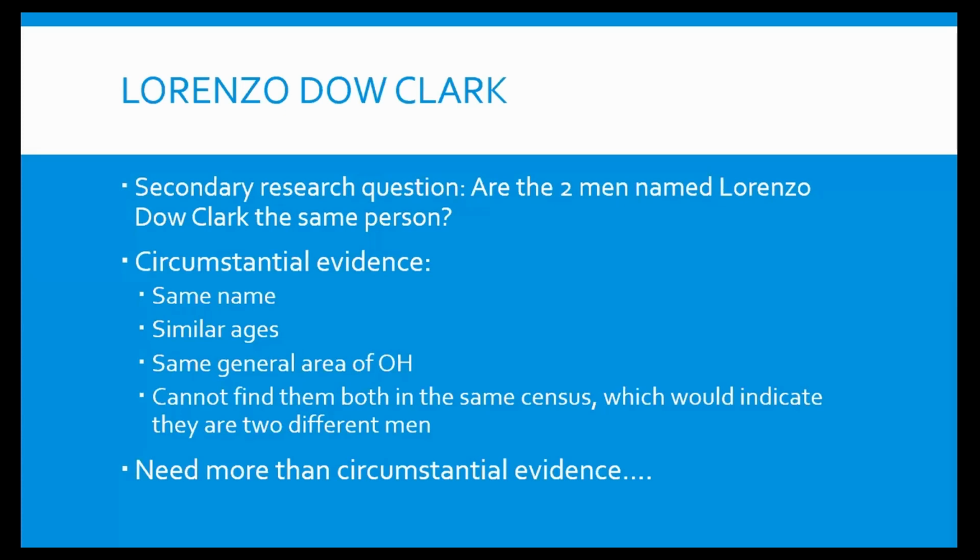So if we had found both of them in the same census, then we would know that they were two separate men. So at this point, we still are unclear, and we're going to need more than circumstantial evidence. So what else can we do further?